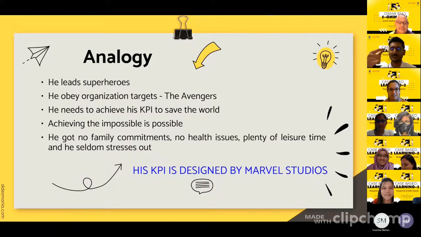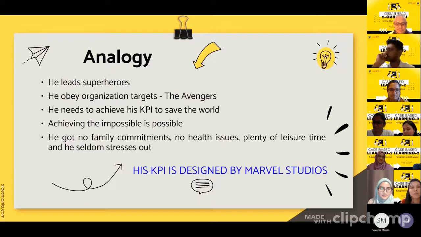So the analogy, basically, he is a leader and he leads a cohort of superheroes from all the universe. His main KPI is to save the world from evils as he works with the Avengers organization to achieve that. He can achieve the impossible. He was an experiment that went right by Stark Foundation. He got no family commitment, no health issues, plenty of leisure time, and he seldom stressed out. He got Thor, Iron Man, the Incredible Hulk, and other superheroes to assist him.